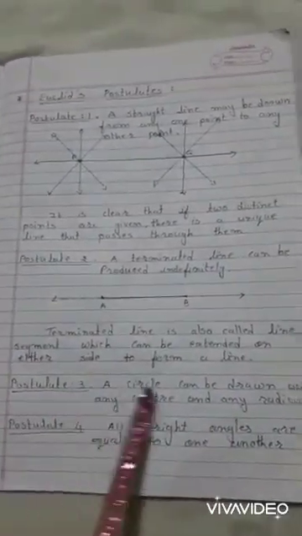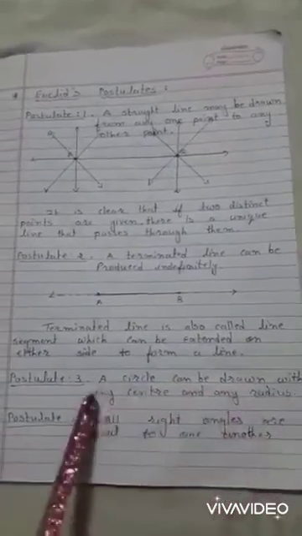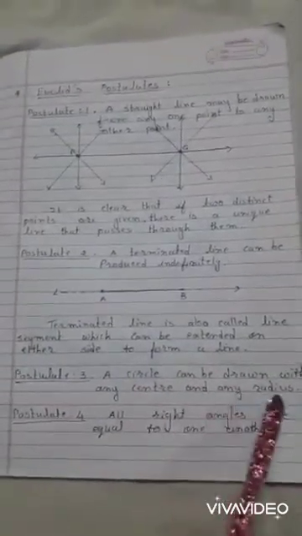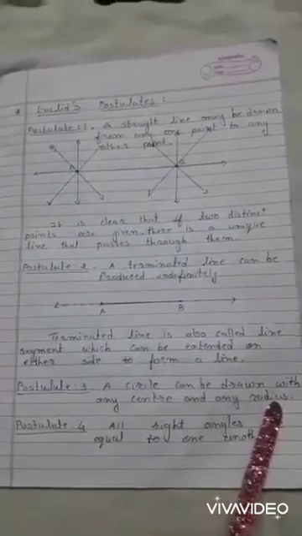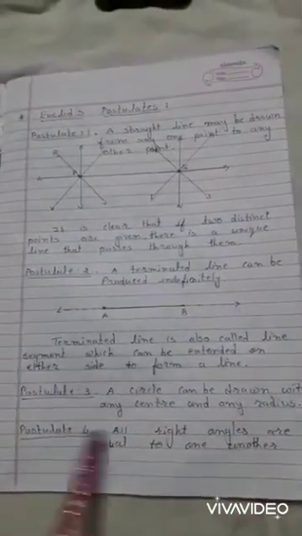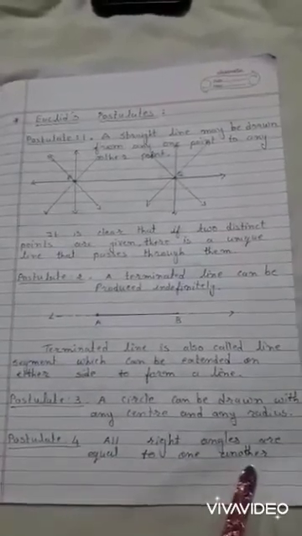Postulate 3. A circle can be drawn with any center and any radius. Postulate 4. All right angles are equal to one another.